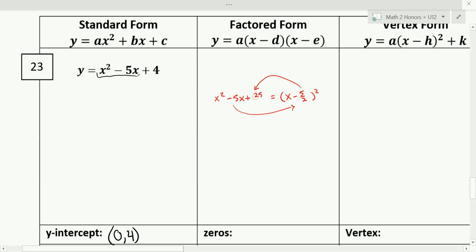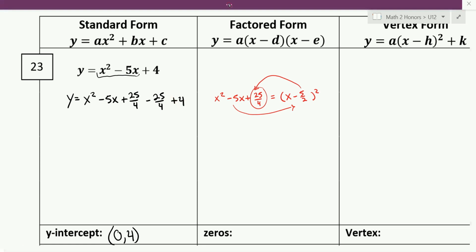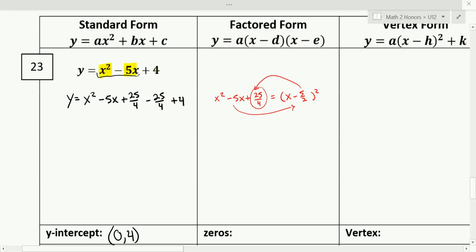25 over 4. Once you get that number, that tells you what your next step's going to be. That's what we need to add and subtract. So we're going to write y equals x squared minus 5x. I'm going to squeeze in that 25 over 4 because that's where I want it. But because that didn't belong there, I need to subtract the 25 over 4 and then plus 4. So you're making sure that the three originals are still there, and they are. Then you're adding in what you need to complete that square, but then you have to balance that equation to make sure it's still equal to the original.